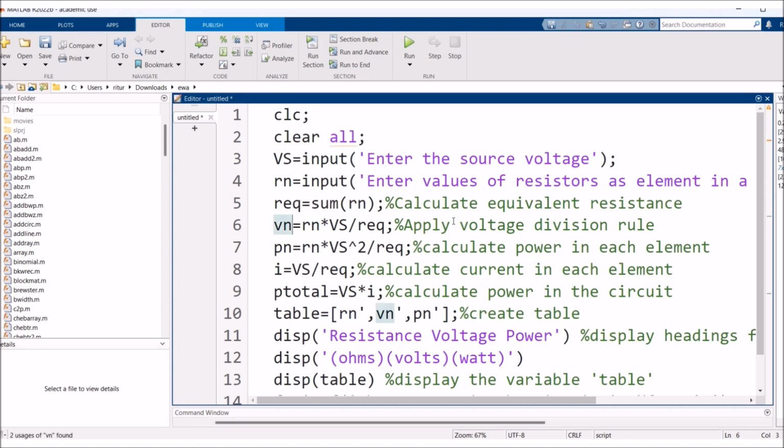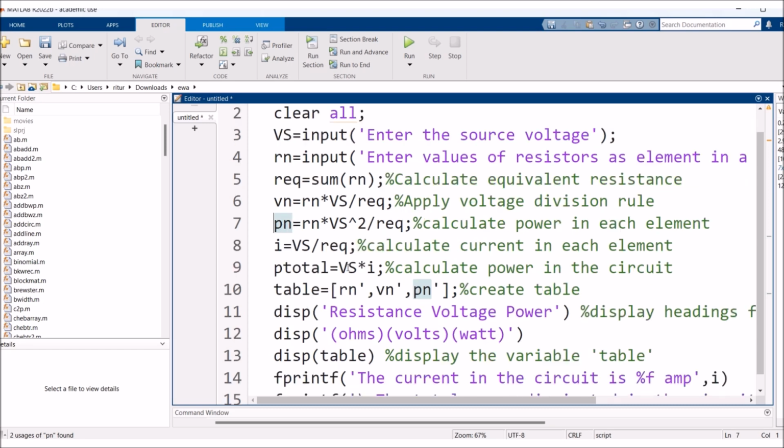After that, we will apply the voltage division rule to find the voltage across each resistance, that is Vn. Vn is equal to Rn into Vs by R equivalent. After that, we will find the power consumed across each element using the formula Rn into Vs square by R equivalent. Their output will be stored in Pn.